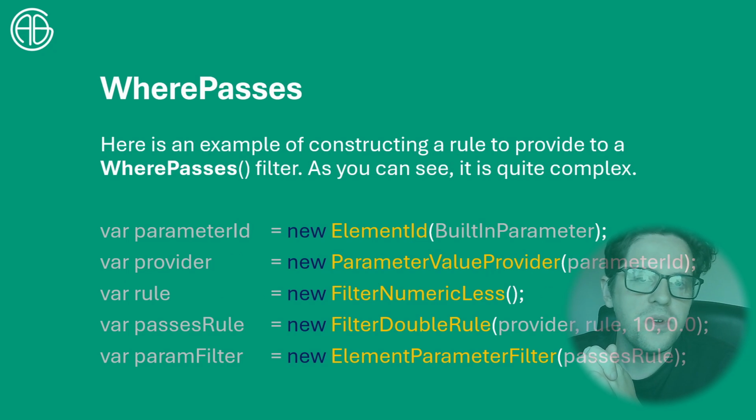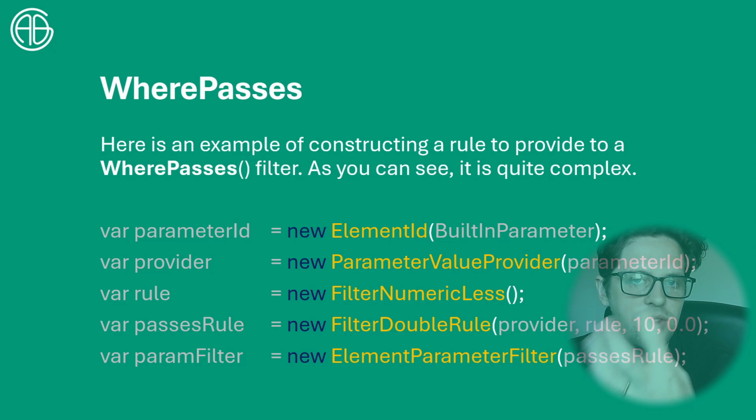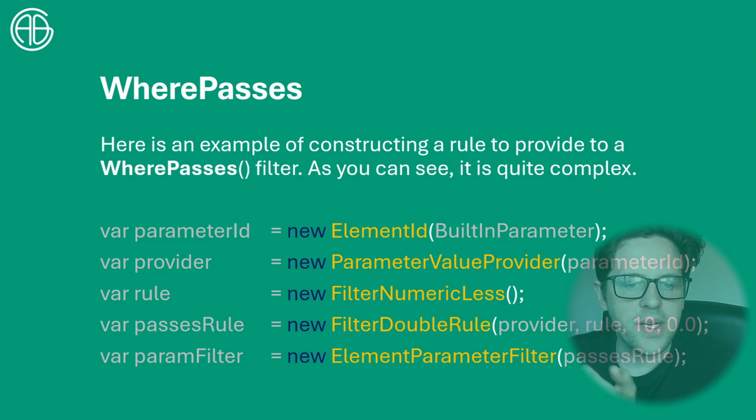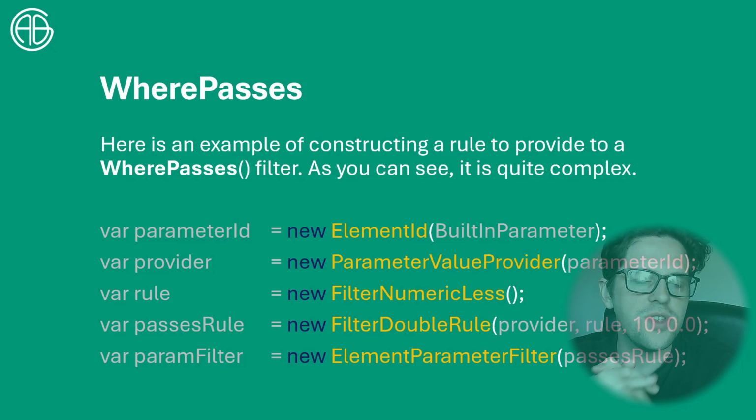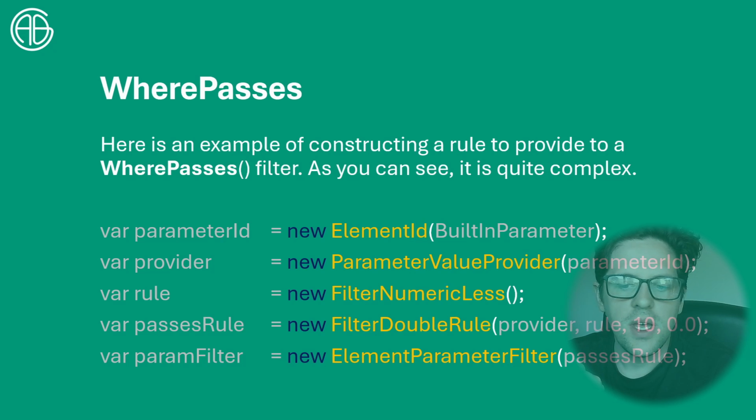This is an example of just how many steps it takes to construct a WherePasses condition for the value being less than a certain value for a parameter. So we can see the 5 steps involved just to do this. Now I can obviously write more things in place of these variables to reduce the amount of lines of code that I'm working with, but usually it's easier to spell these out quite clearly, I think. So the first step is to actually get an element ID of a given built-in parameter. Built-in parameter again is an enumeration, so you will access the parameter as a member.